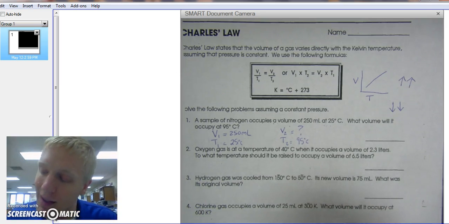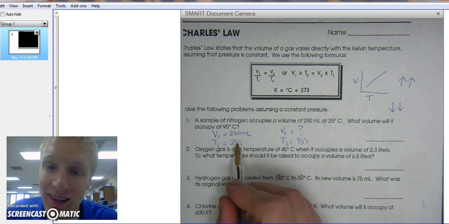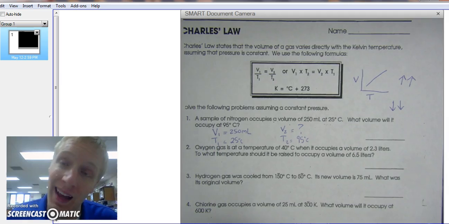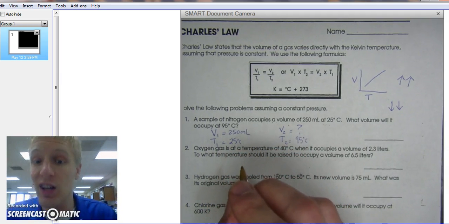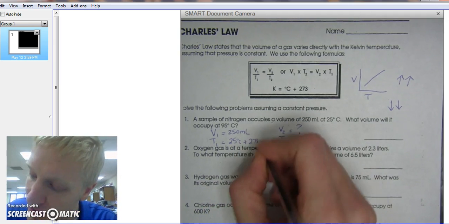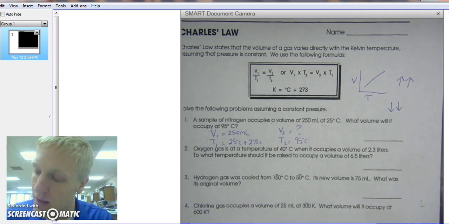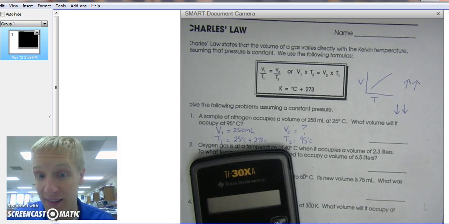Alright. Key to know, this is the common mistake that people like to make all the time, is they leave their temperature in Celsius, but that is a no-no. Can't do it. You've got to convert your Celsius to Kelvin. And you do that by adding 273 to your Celsius number to get Kelvin. If you can't do addition in your head, it's totally okay. That's why you bring your calculator to class each and every day.